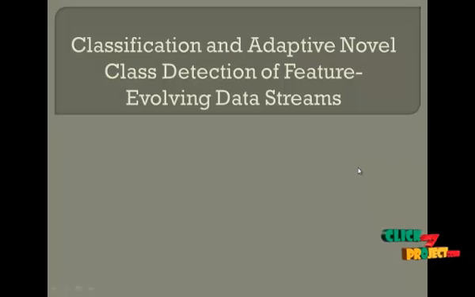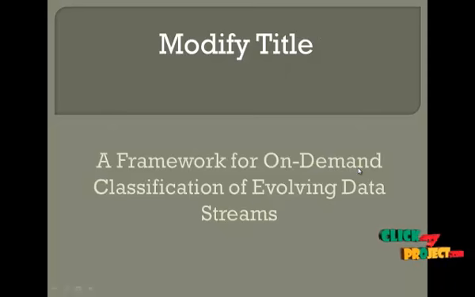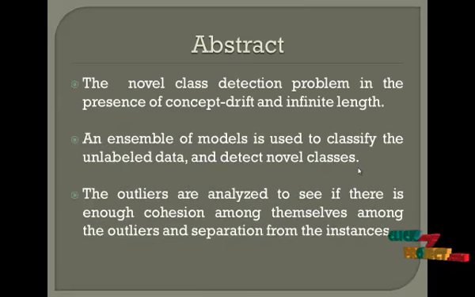Classification and adaptive novel class detection of future evolution data stream. Modified title: a framework for the on-demand classification of evolution of data stream. Abstract: a novel class detection problem in the presence of concept drift and infinite length. An ensemble of models is used to classify the unlabeled data and detect the novel class.